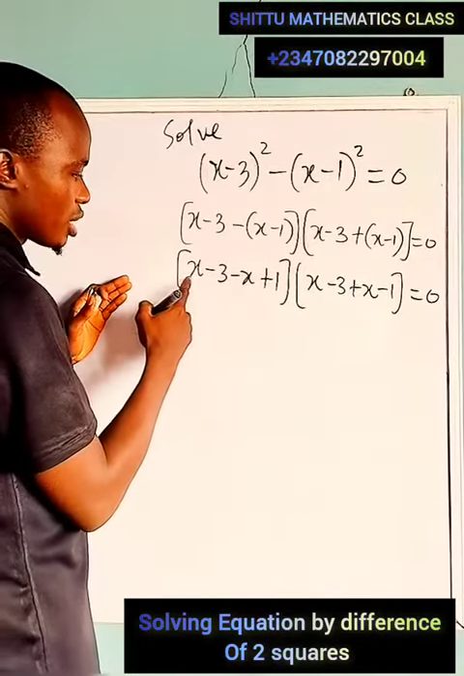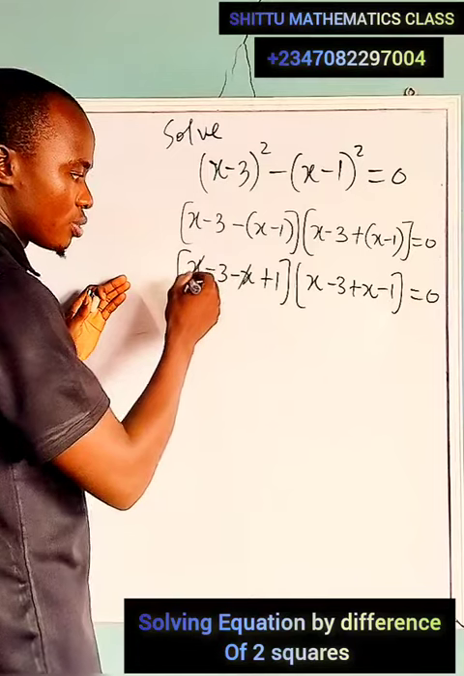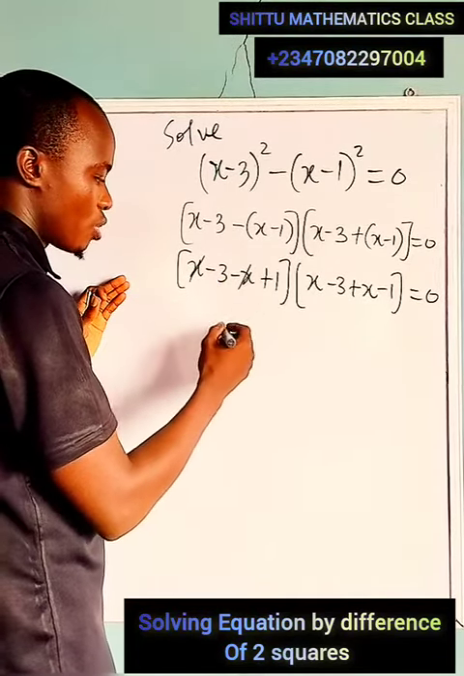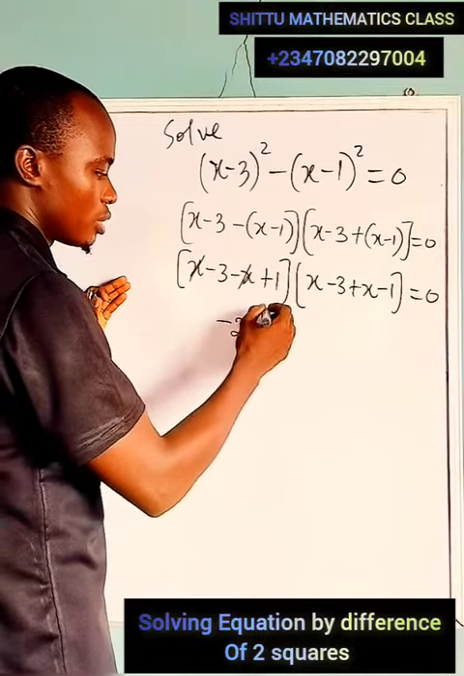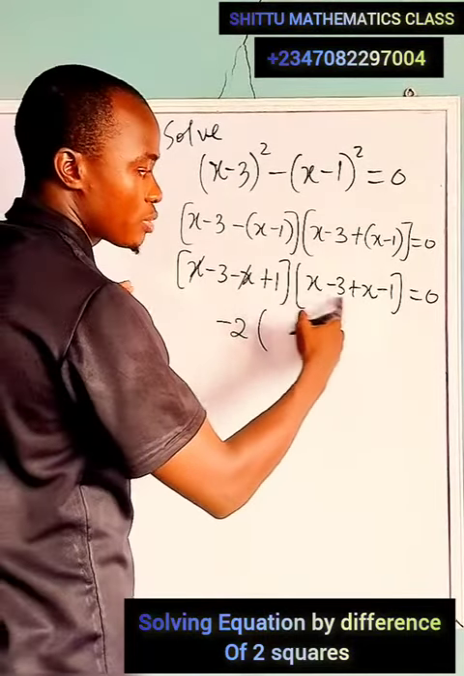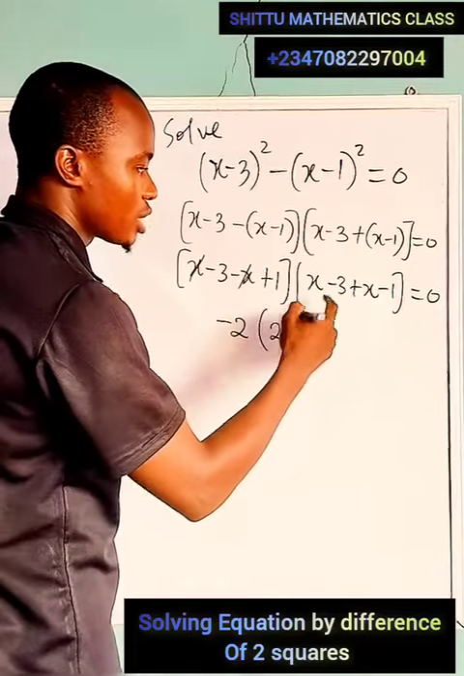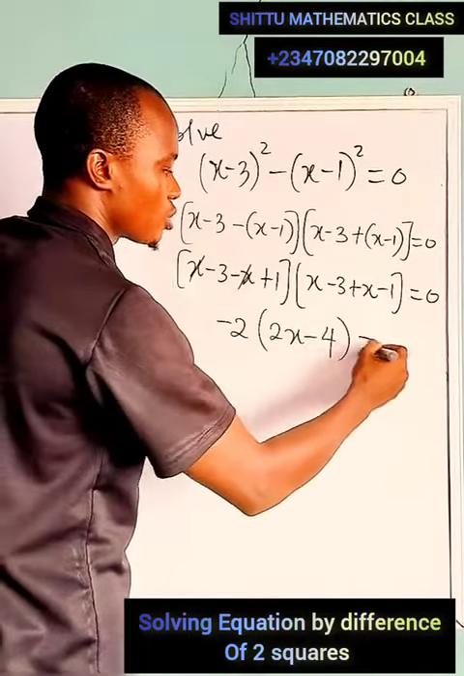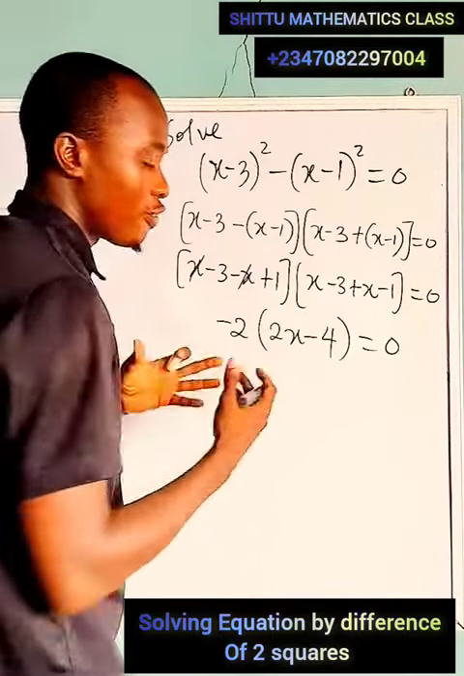So now from here x minus x will give us 0, so that means that we cancelled out. I have minus 3 plus 1. I'm going to be having minus 2, then multiply by here x plus x. I'm going to be having 2x, then minus 3 minus 1. I'm going to be having minus 4, then equals 0. So this is what, this is zero form equation.